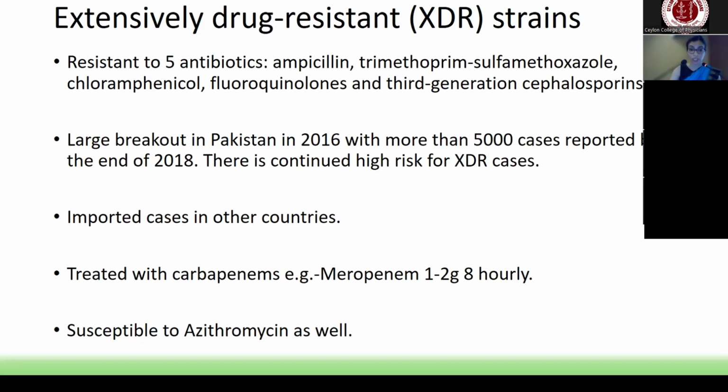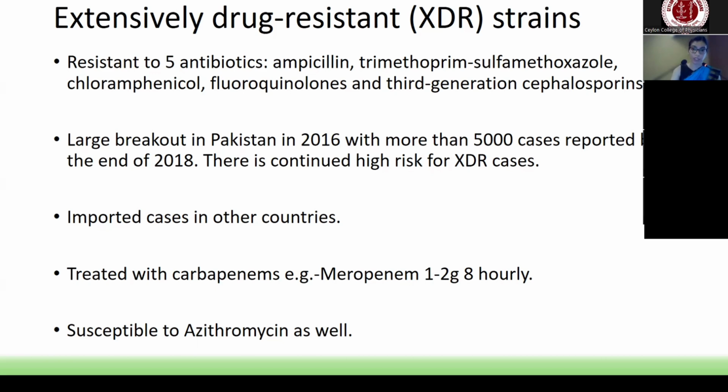of 2018. There is a continued high risk of extensively drug-resistant cases in Pakistan, and there have been imported cases from Pakistan to other countries as well. And this is treated with a carbapenem such as meropenem, 1 to 2 grams, 8 hourly. These infections are often susceptible to azithromycin as well.